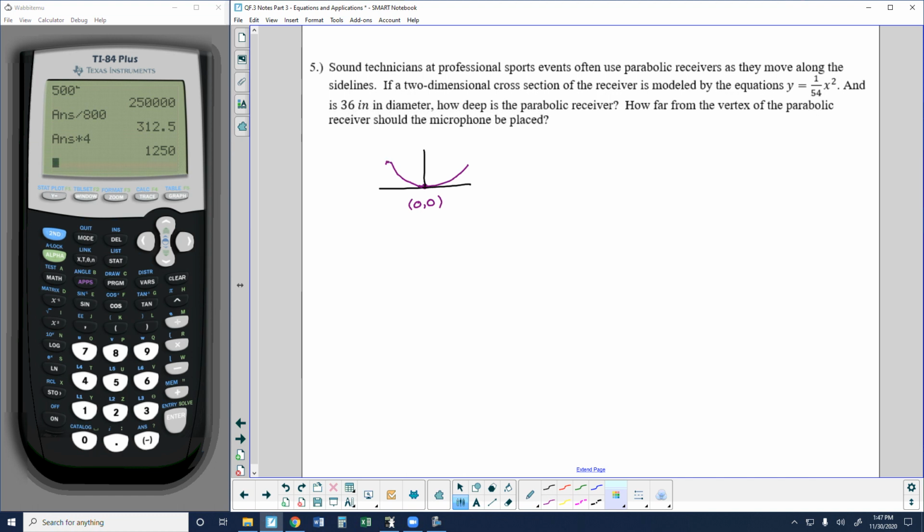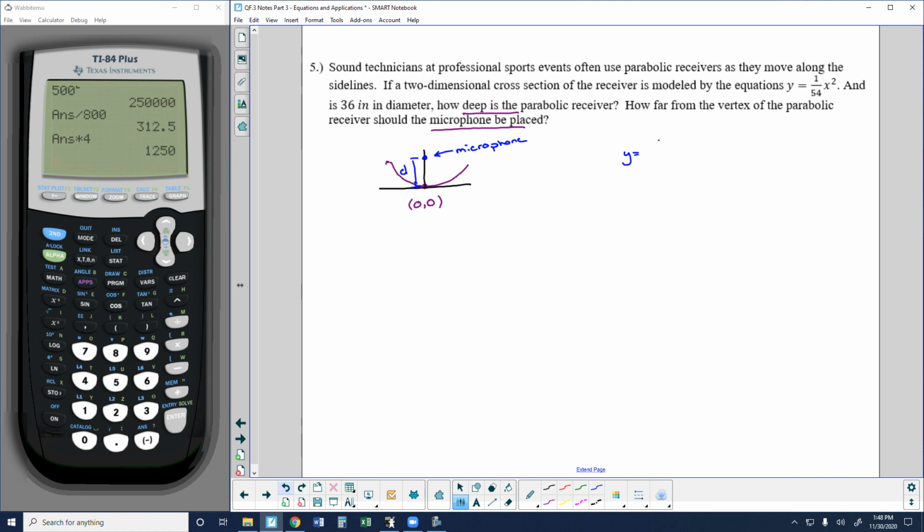So two things that they ask us to find here. They ask us to find the depth of the parabolic receiver, and they ask us to find where the microphone should be placed. Well, remember, all of the sound is going to come into this parabolic receiver and reflect off of it into a centralized location. And that's going to be what we call the focus. So we want the focus to be the location of the microphone. Now that focus needs to be a certain distance from the vertex. That distance we can represent as d.